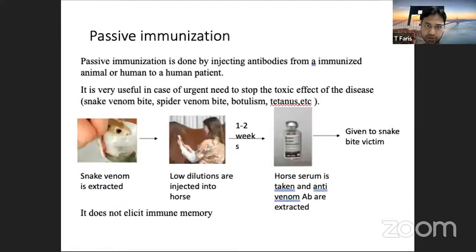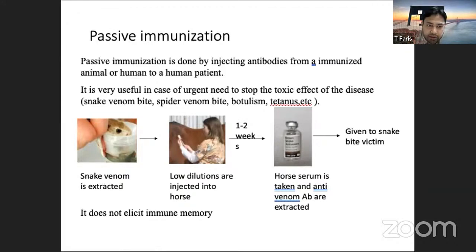Passive immunization is performed by injecting antibodies from an immunized animal or a human into a human patient. It's very useful in case of urgent need to stop the toxic effect of certain diseases like snake venom bites, spider venom bites, botulism, okay, tetanus, botox, they're all toxins. So it's important to stop or prevent the immune responses due to these toxin exposures.